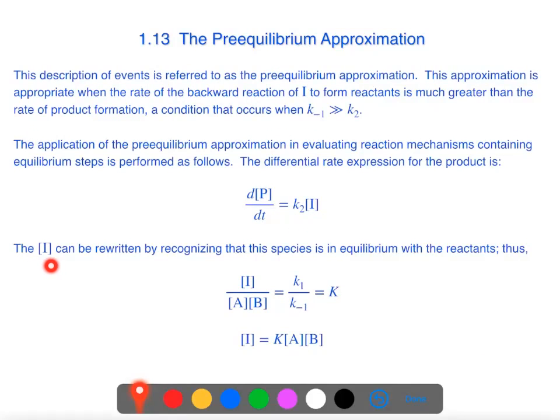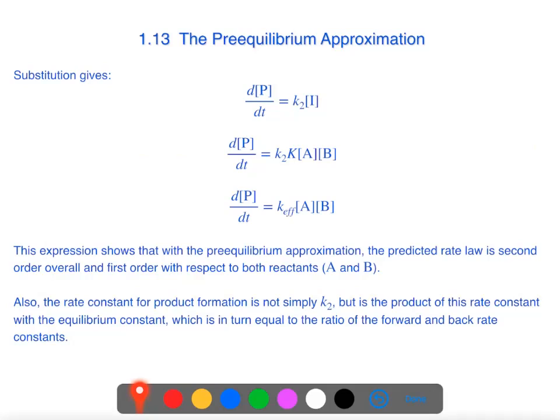Now, the concentration of the intermediate can be rewritten by recognizing that this species is in equilibrium with the reactants. Thus, we can use the equilibrium constant, which we know is a ratio of the forward and the backward rate constants. We can equate that to the ratio of the concentration of the intermediate to the concentration of each of the two reactants. In doing so, we can solve for the concentration of the intermediate as a product of the equilibrium constant and the concentrations of the reactants A and B.